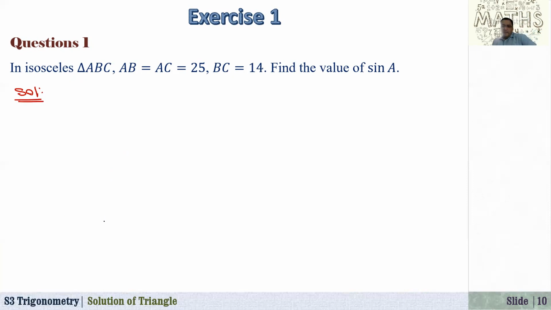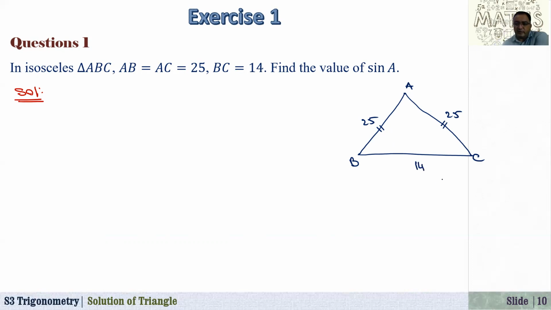An isosceles triangle ABC, AB is equal to AC, and that's equal to 25, and BC equals 14. Find the value of sine of A. Here we just draw any isosceles triangle, and this one is A, this one is B, and this one is C. AB equals AC, so this side is equal to this side, and the length is 25. So that's 25, also that's 25. And BC is equal to 14. We have to find the value of sine of A.